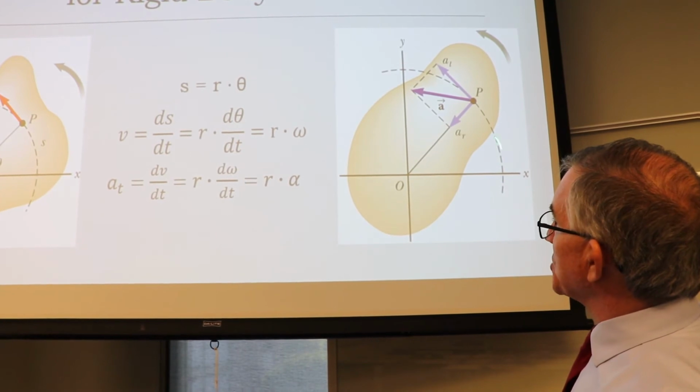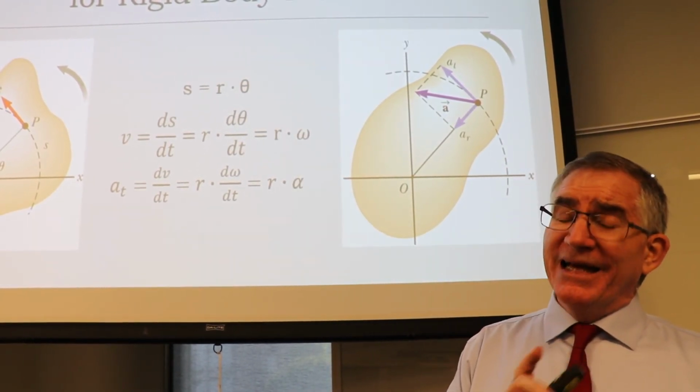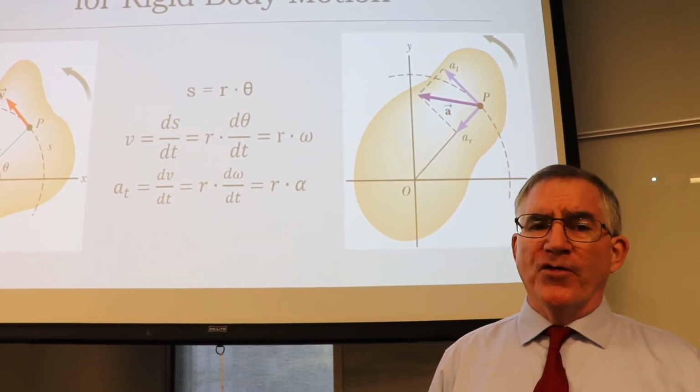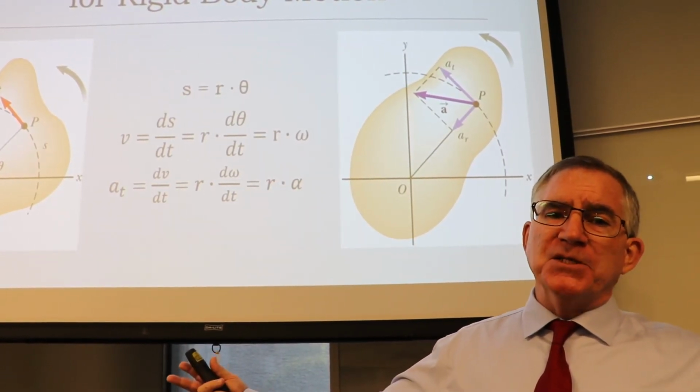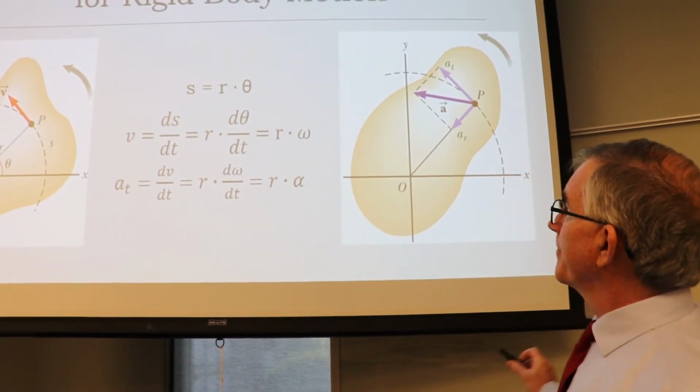tangential to the circle that we'll be using in the lab. Tangential acceleration. You can ignore the centripetal acceleration. Nothing's going to disintegrate in our lab. We're not spinning things that fast.